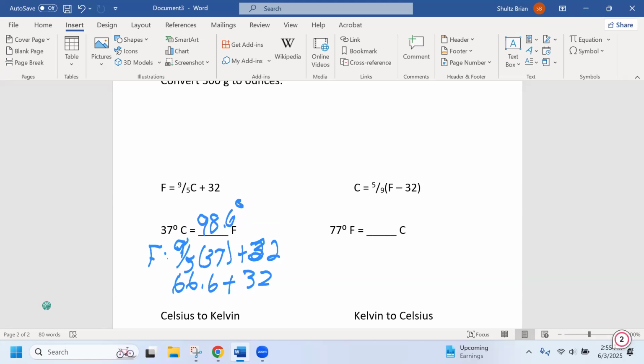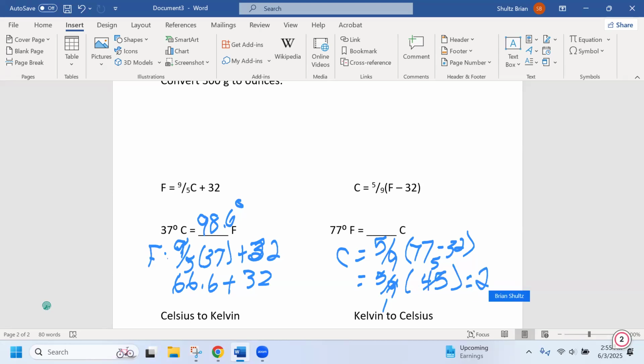Now I'm changing from Fahrenheit to Celsius. C equals 5/9 times 77 minus 32, which is 5/9 times 45. So I can do 5 divided by 9 times 45, but I also know that 9 goes into 9 once and 9 goes into 45 5 times. 5 times 5 equals 25.